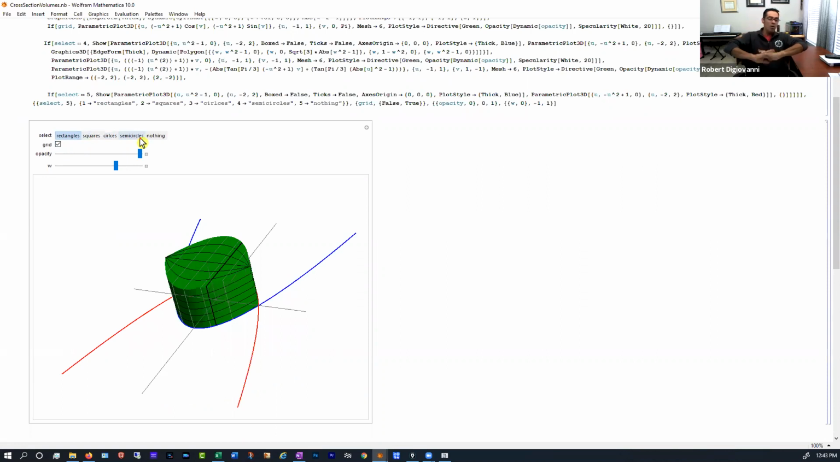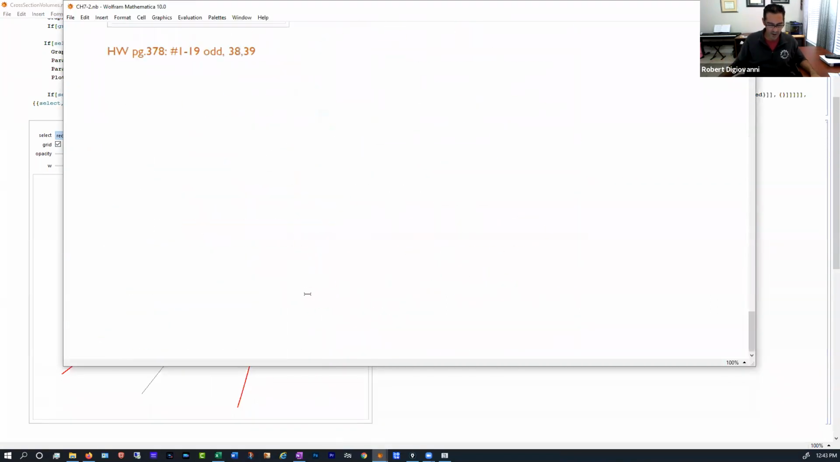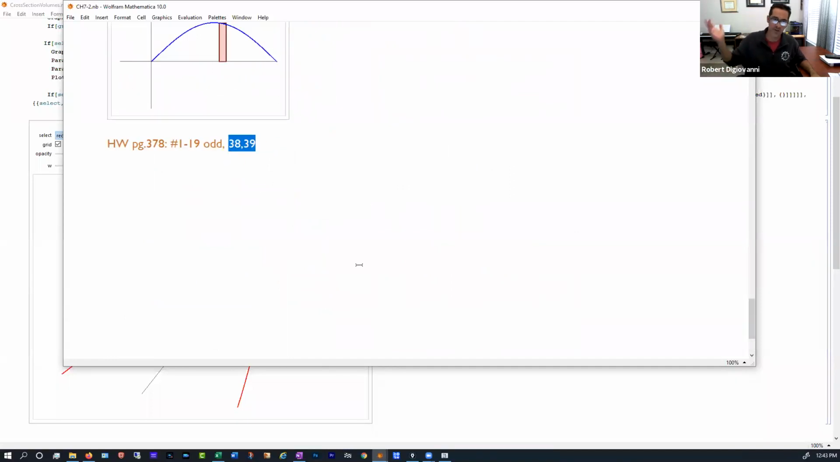Your homework for tonight, and for the weekend, is to get through as much of 7.2 as you can, but you will not be able to handle 38 and 39. Those are problems with cross sections. But you should be able to do 1 through 19 odd. I would encourage you to do more. If you get through those, try the even ones. And if you want to get real adventurous, go into 7.3, which is the section on shells, and do problems there if you just want more practice.